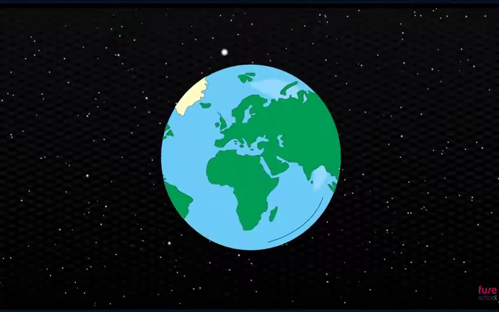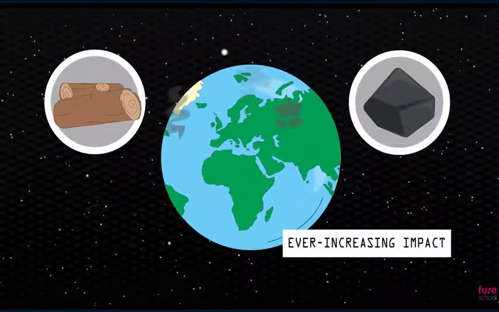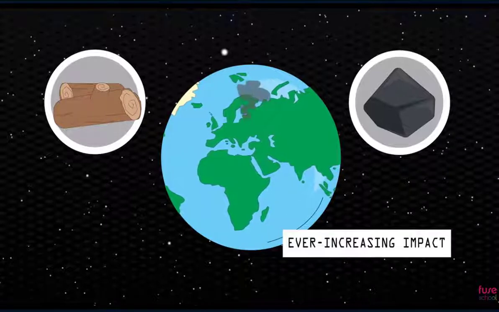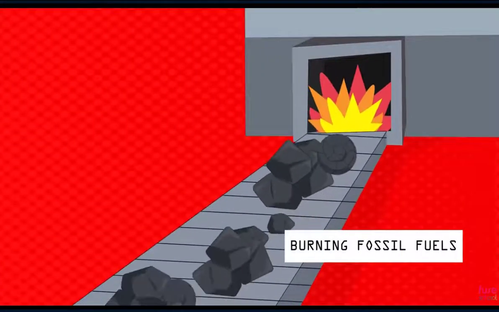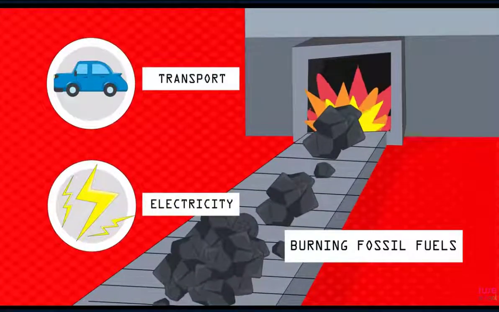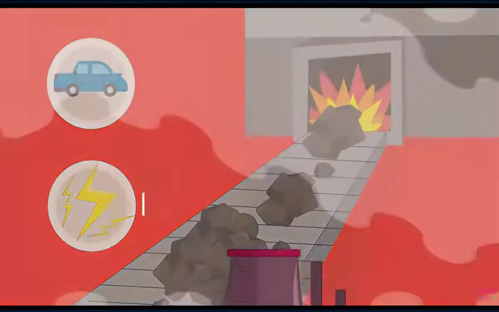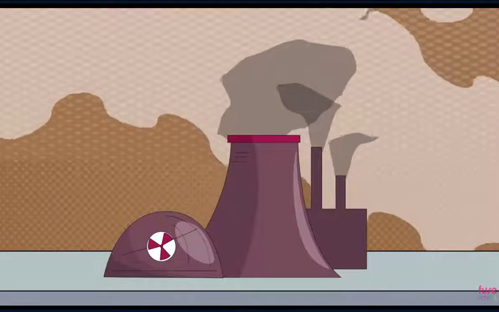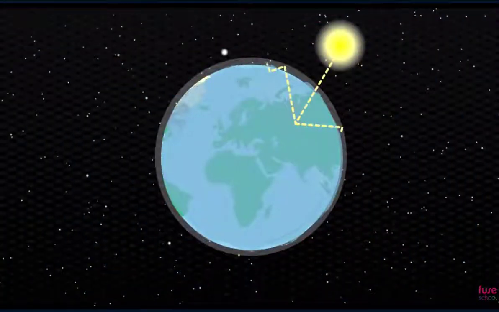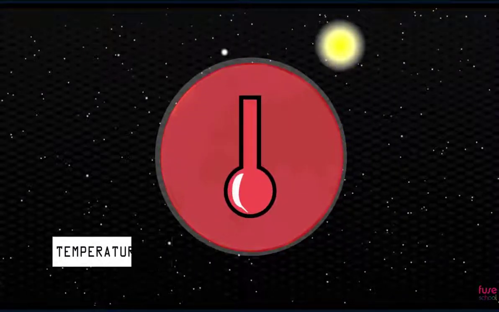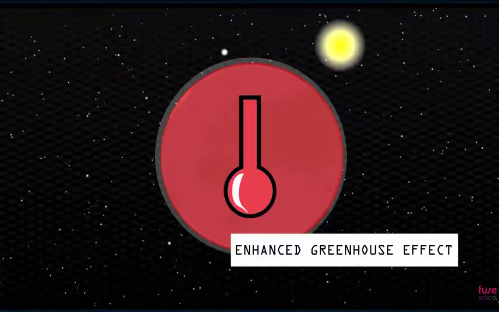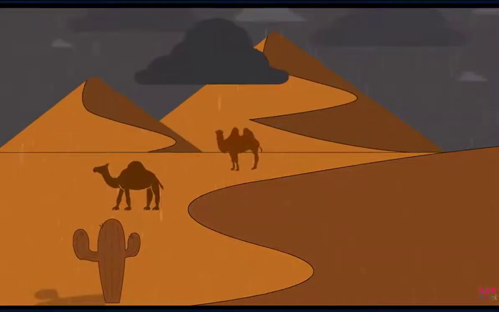More people demand more resources and create more pollution, an ever-increasing impact on Earth. Humans cause pollution by burning fossil fuels. We are reliant on them for transport and electricity generation. Burning fossil fuels releases carbon dioxide into the atmosphere, which is a greenhouse gas. Increased greenhouse gases cause an increase in average global temperatures, known as the greenhouse effect. This is linked to climate change.